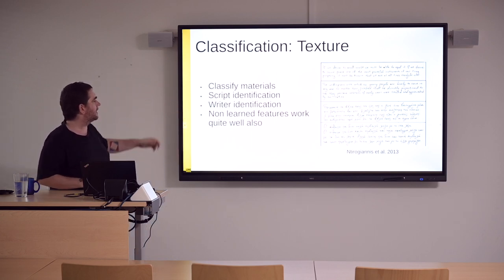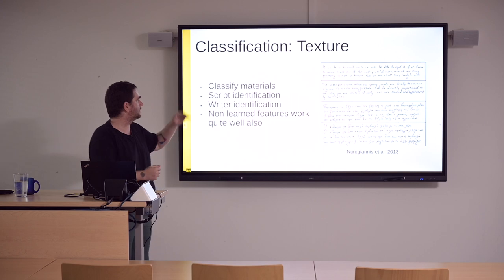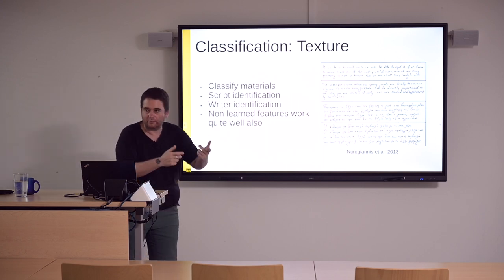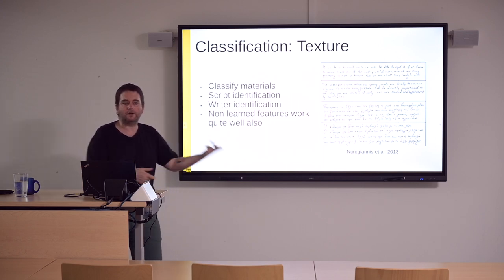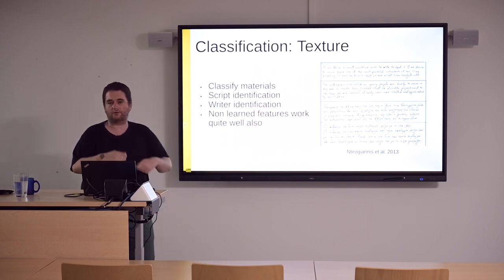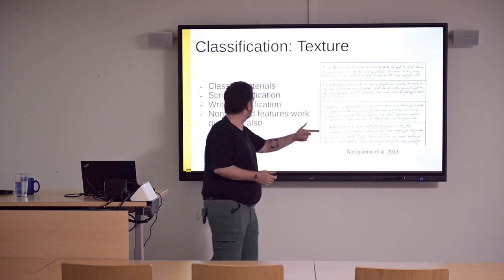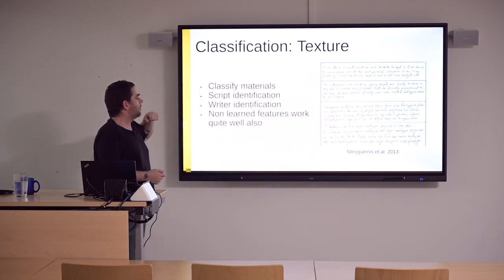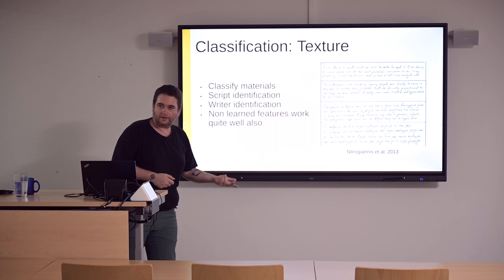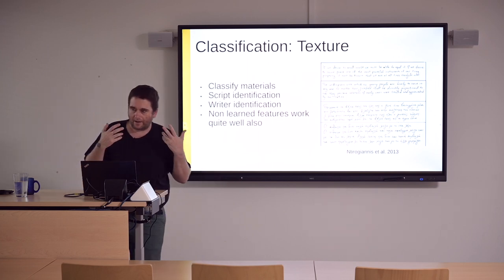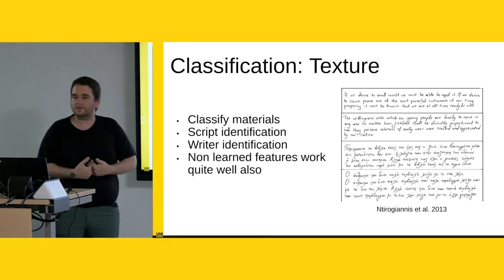These are typical applications of texture analysis, right? We can classify materials. That could be parchment versus paper and stuff like that, or degradation of parchment. We can identify the script. We can identify the writer. It was quite impressive for me.